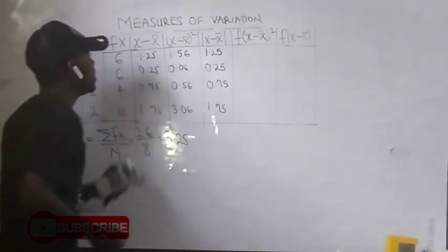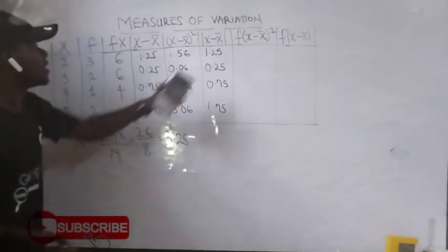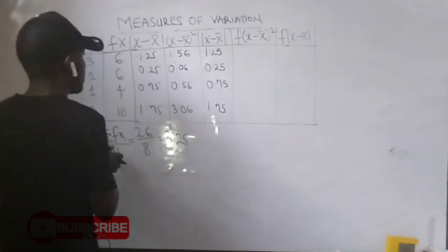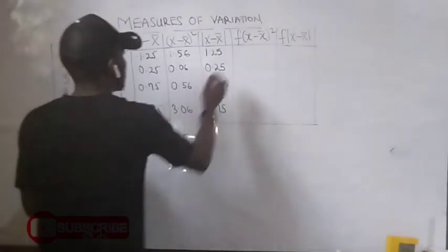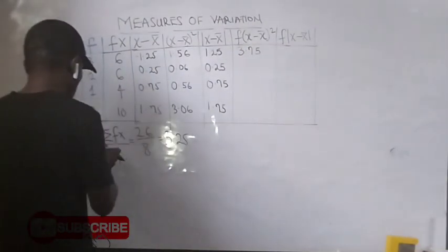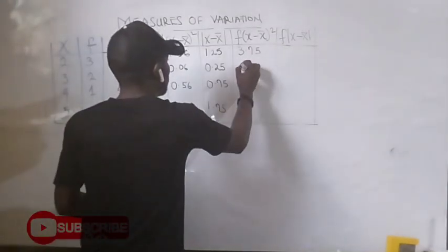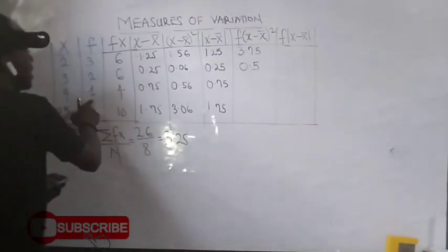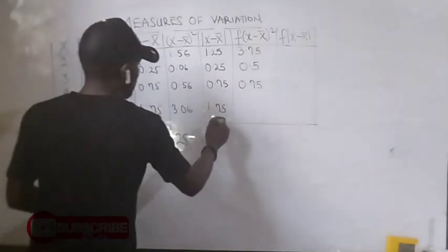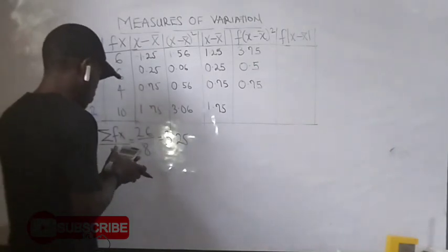Now it's the same data, only that we need to remove anything that has to do with negatives, if there is any, from this column and transport it here. So I need my frequency multiplied by this. 3 times 1.25 will easily fetch me 3.75. Then 2 times this will give me 0.5. Then 1 times this is the same thing as 0.75. And 2 times this is 3.25. So 2 times 1.75 will give me 3.5.